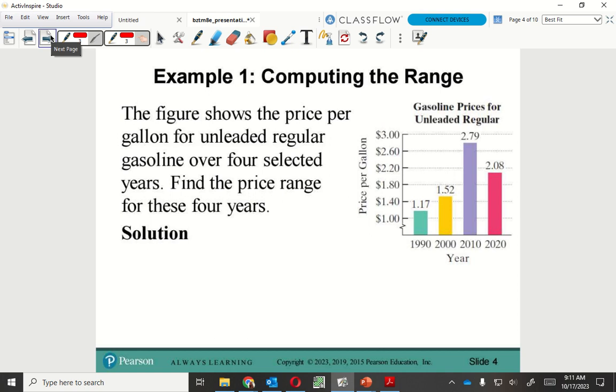Computing the range. The figure shows the price per gallon of unleaded gasoline over 4 selected years. Find the price range for these 4 years.